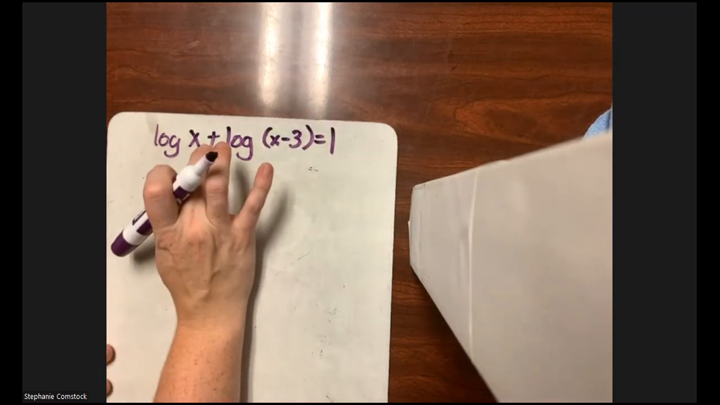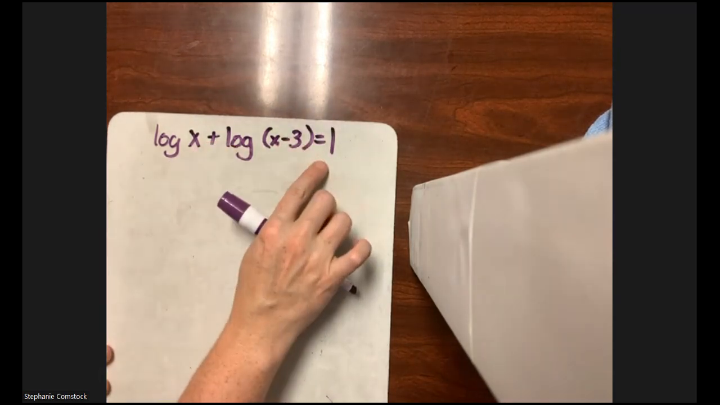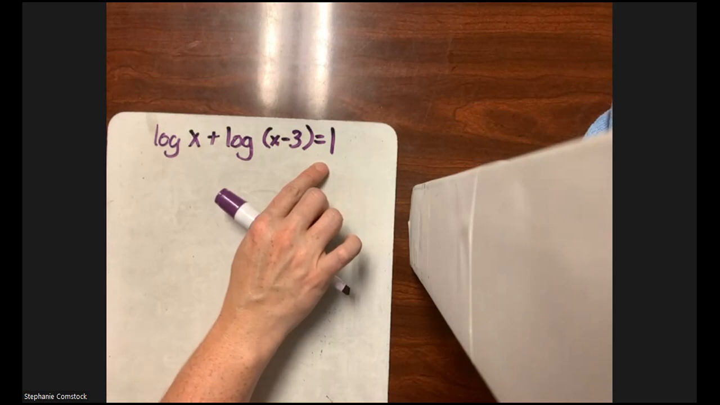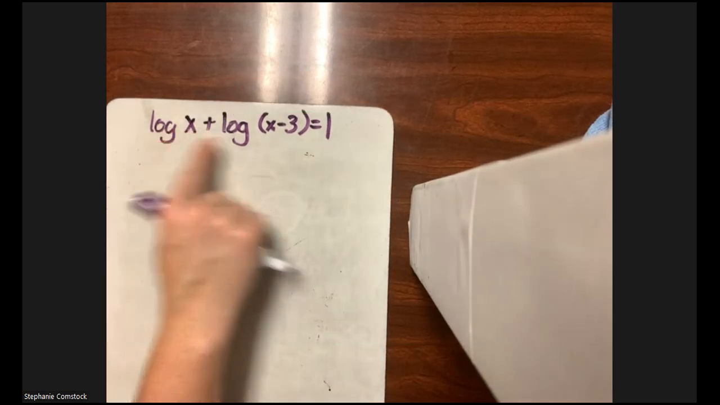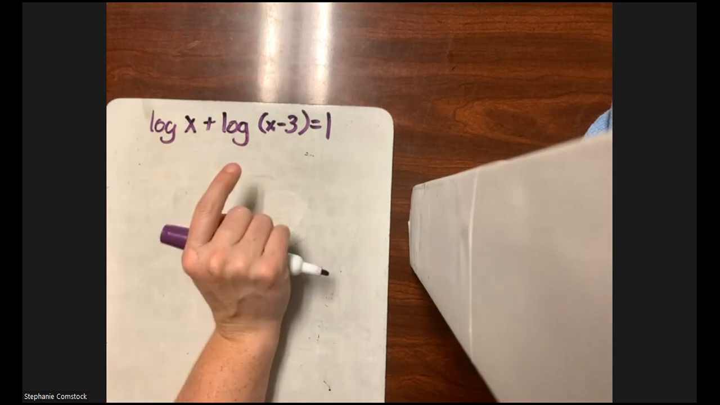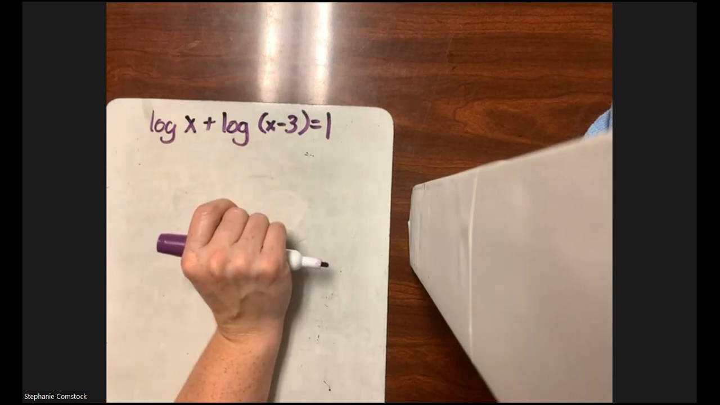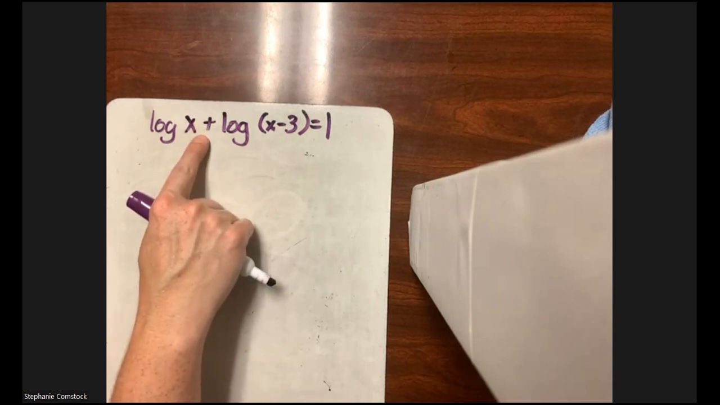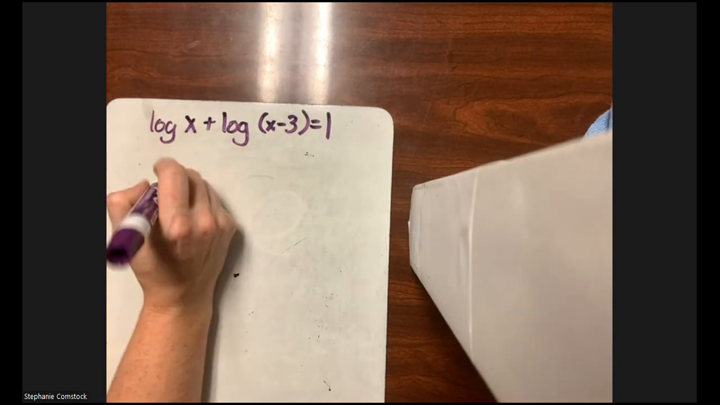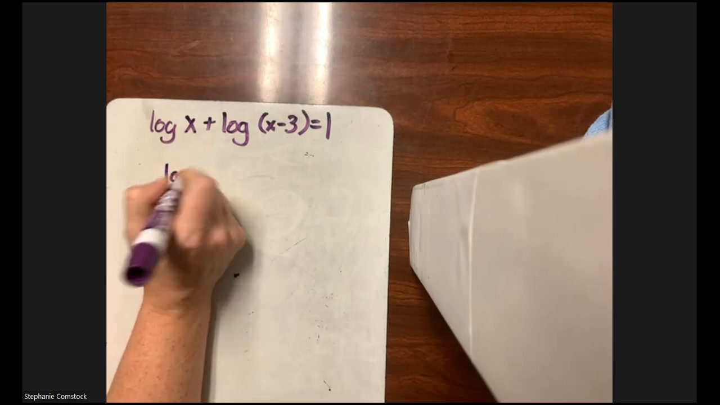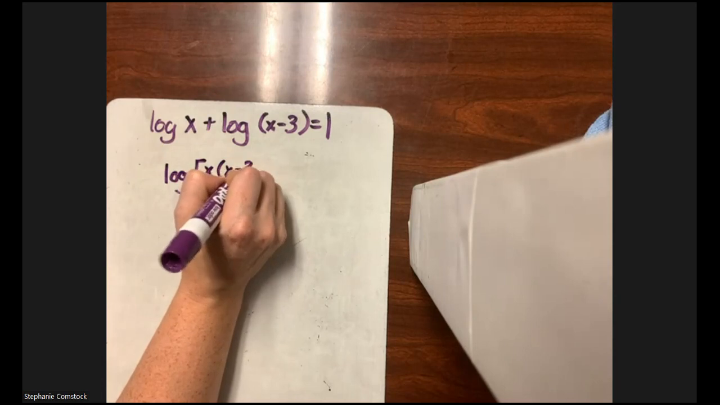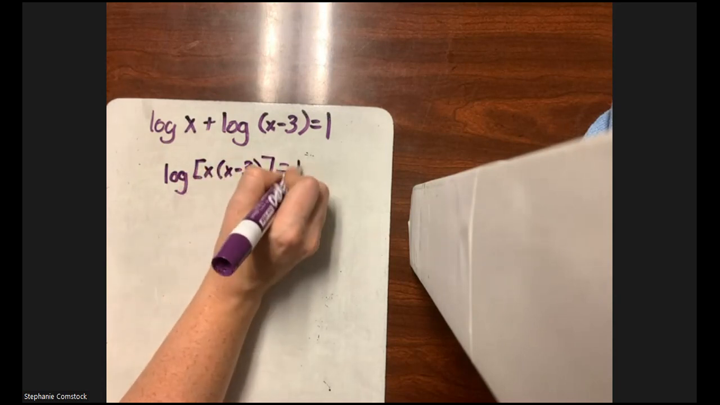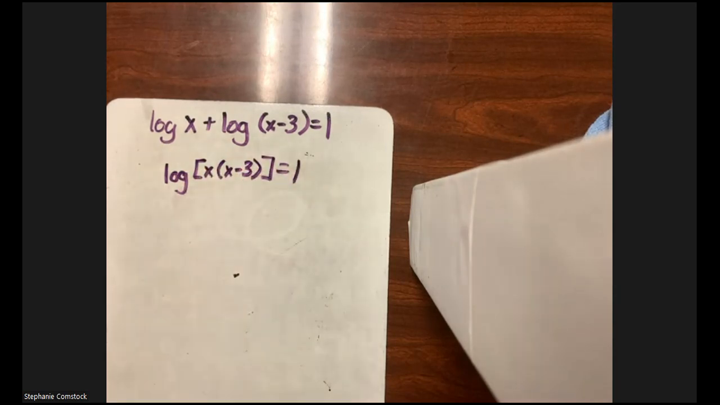Okay, so with this one, again, I've got that singleton item over here by itself, which still makes me think that I've got to do that switch format thing. I do need to do some condensing over here. So I need to use my log rules, product, quotient, or power rules here to help out. I've got addition. We know that addition goes back to multiplication. So I'm going to have log of x times x minus 3 equals 1.